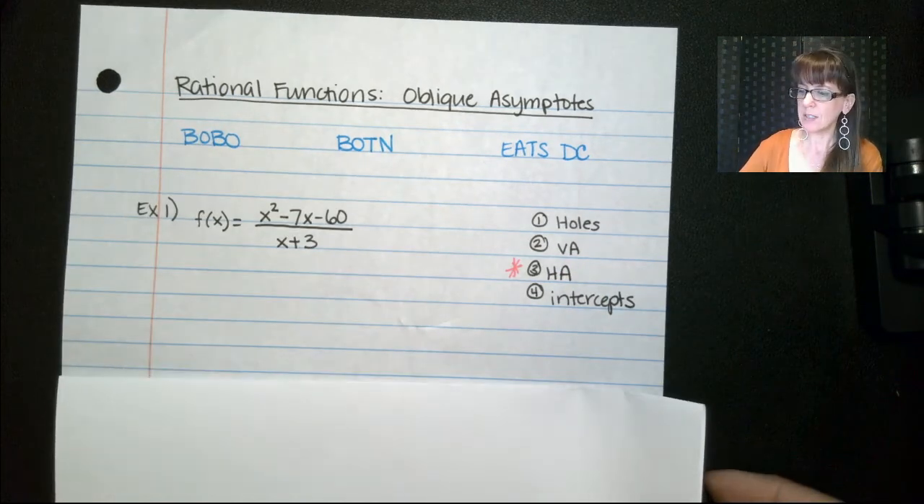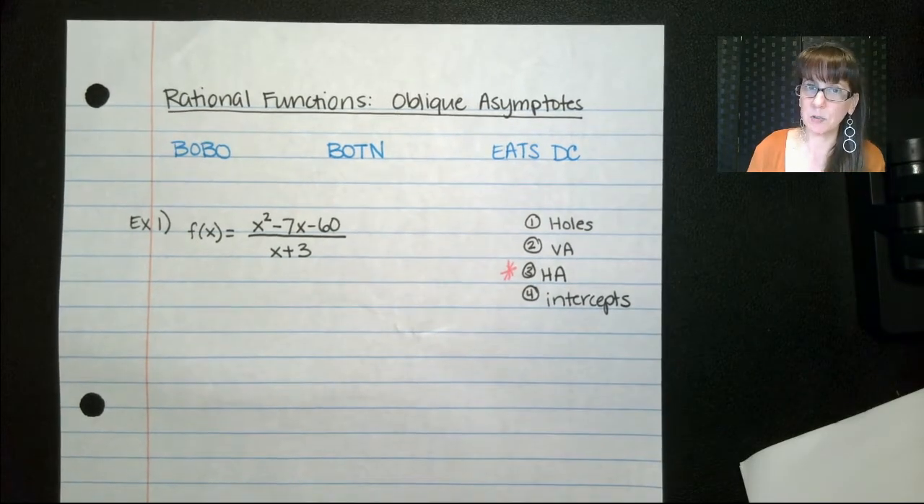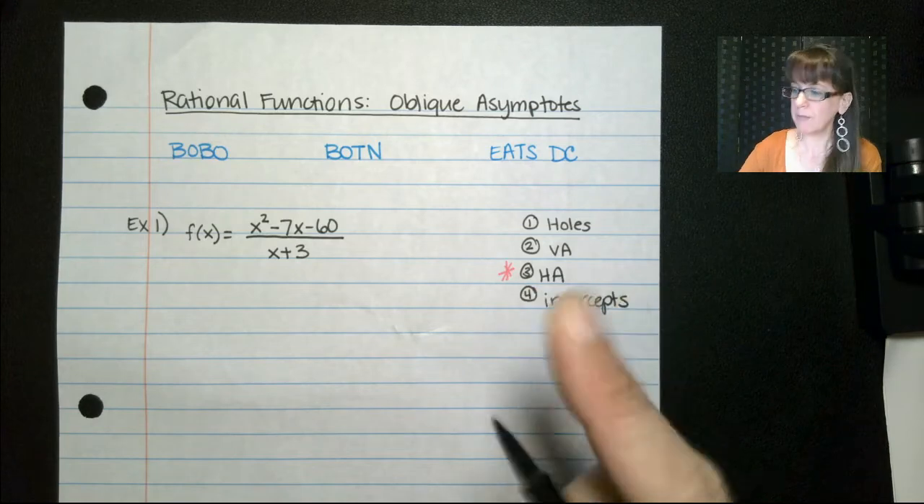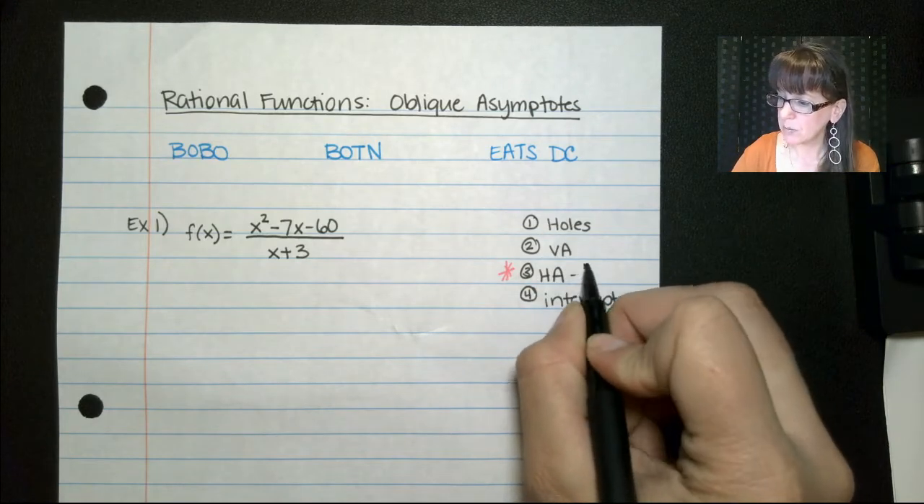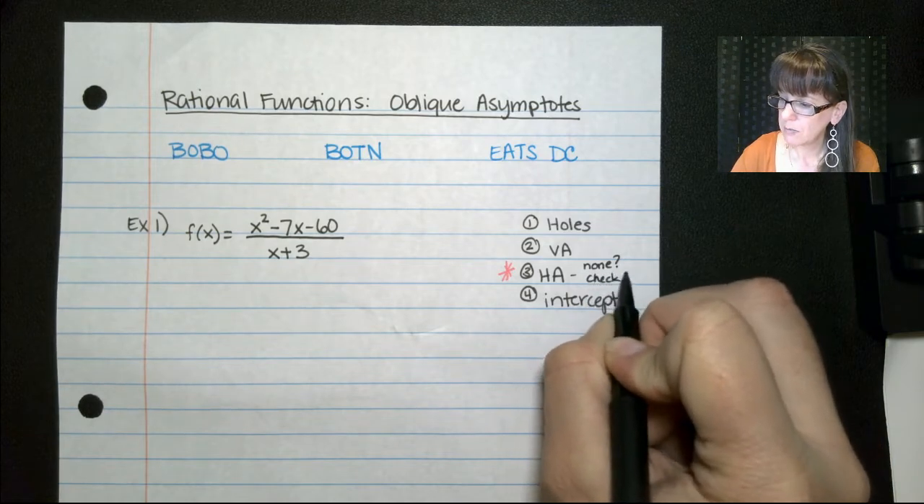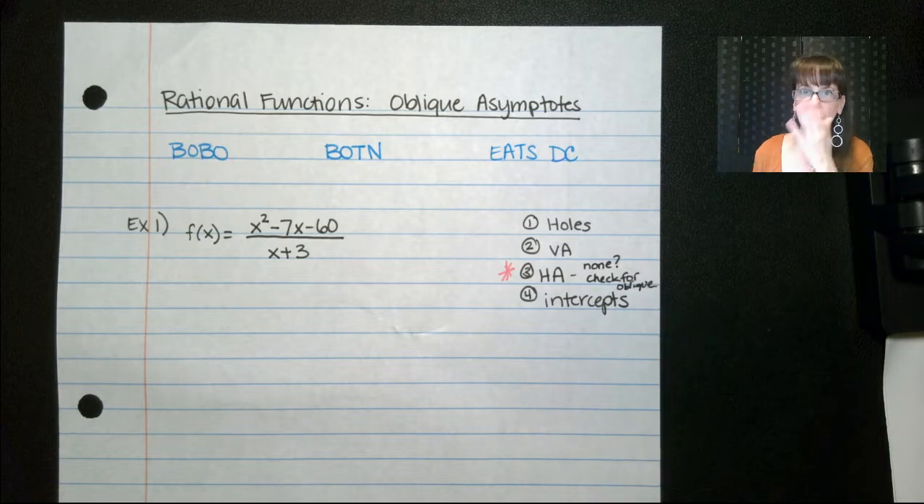Now, where this oblique falls into place is when you're looking at your horizontal asymptotes. If you have no horizontal asymptote, then if you have none, check for oblique. So none, check for oblique. I should probably write that in there. That makes it a little more helpful.